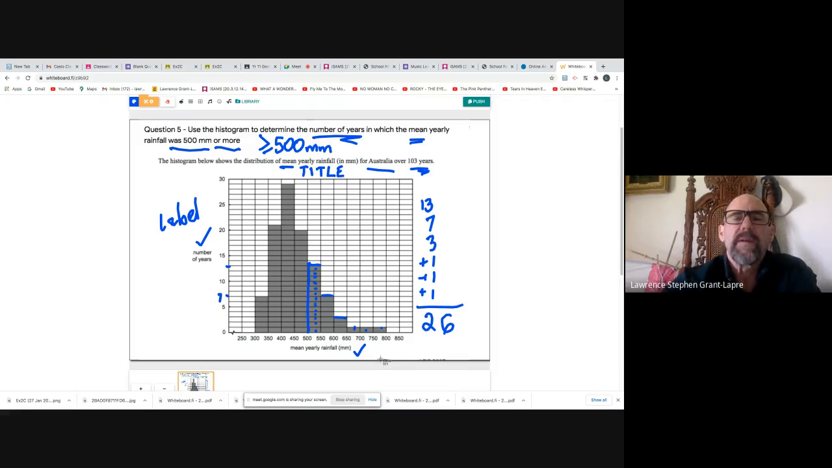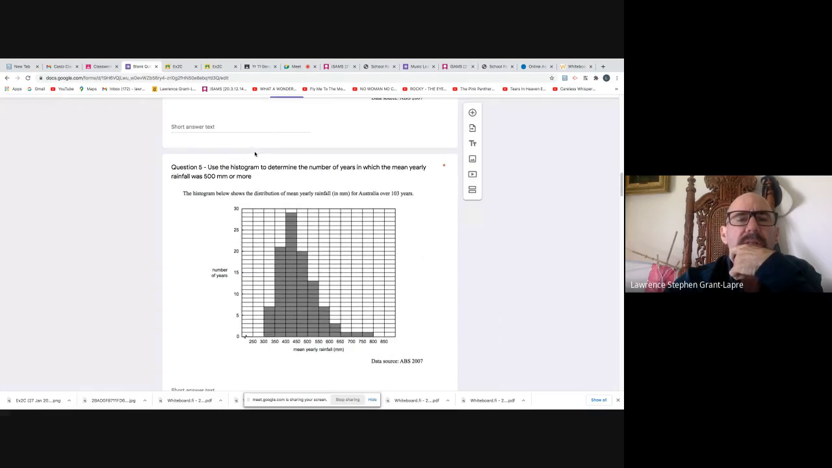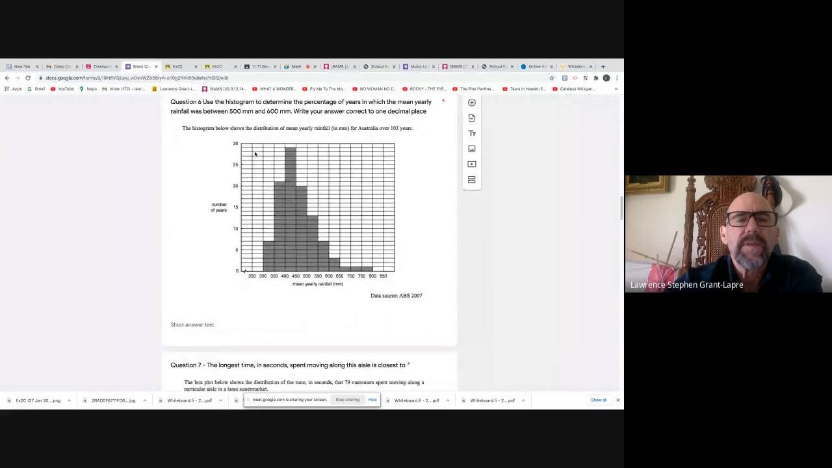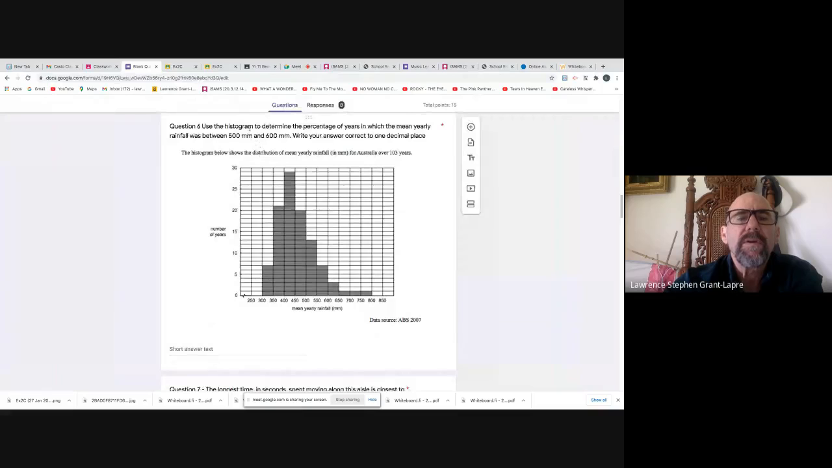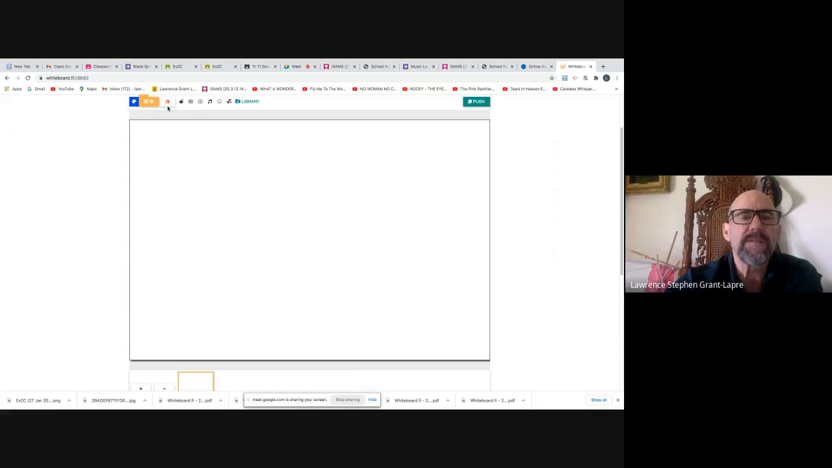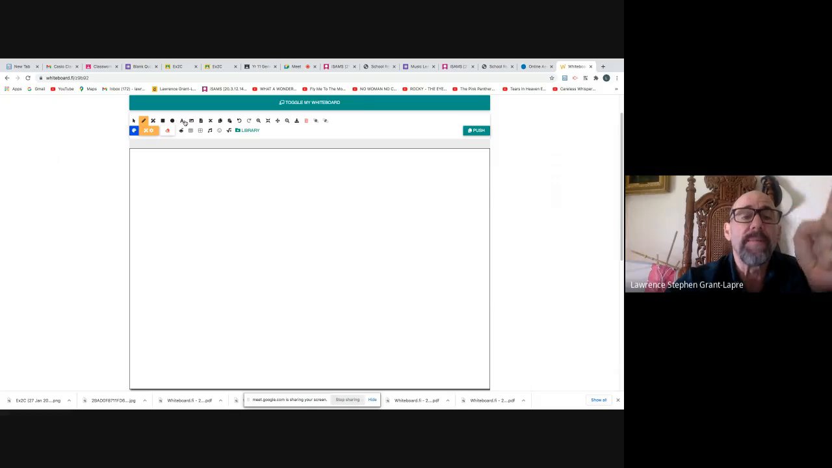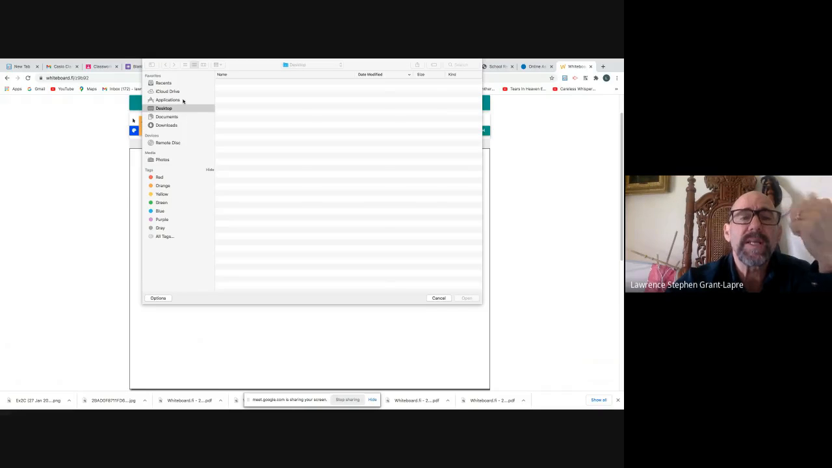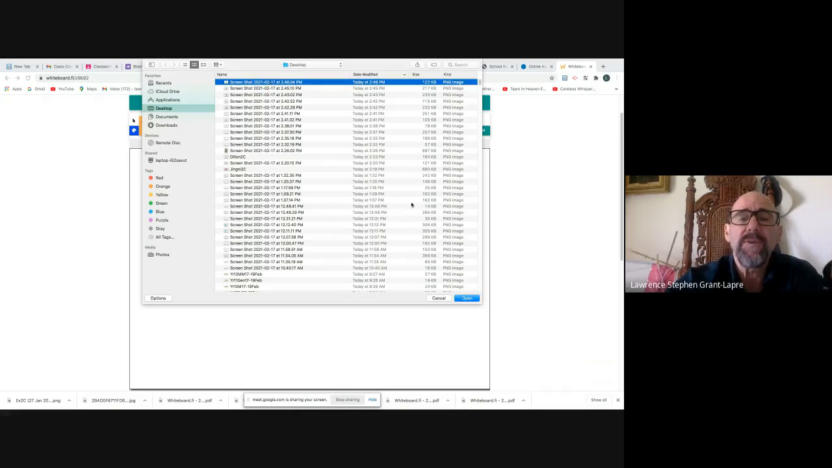All right, next was question 6. Same graph. Use the histogram to determine the percentage of years which was between 500 and 600 to 1 decimal place. You can make a big mistake here by just not doing 1 decimal place. It's worth 1 mark. So in an examination, if you don't put the 1 decimal place, you won't get the mark. You'll get 0, even if the number was correct.